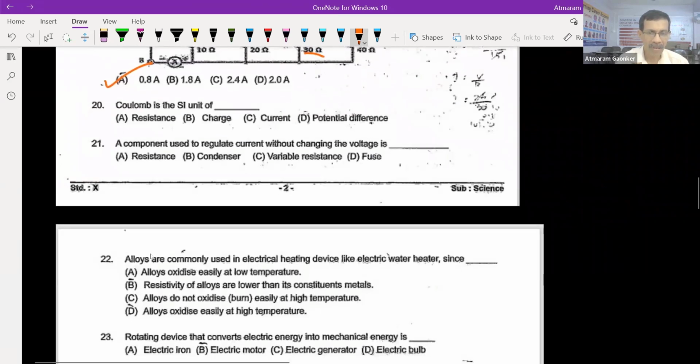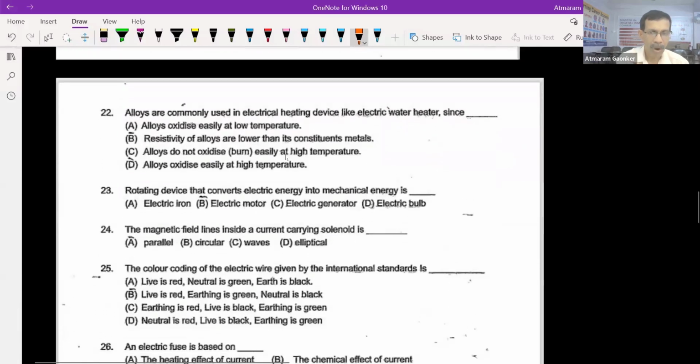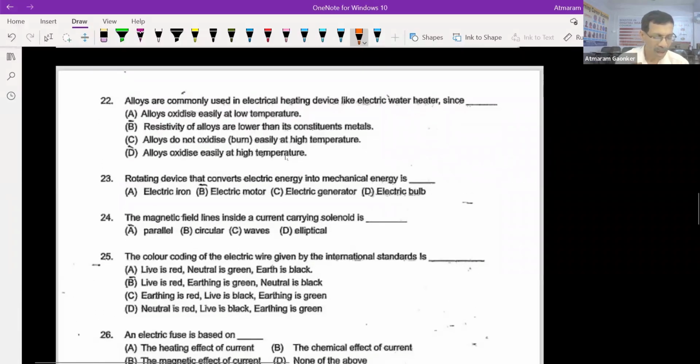Now the next question is an information level question. Coulomb is the SI unit of resistance, charge, current or potential difference. And the correct option is charge. A component used to regulate current without changing the voltage. Here, this is nothing but variable resistance. This is also again an information level question.